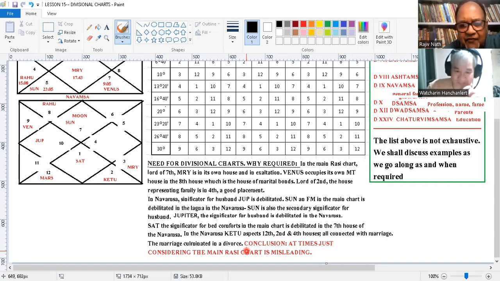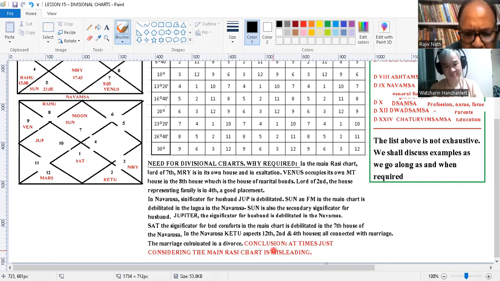So married life, as reflected from the Navamsa, looks unstable and weak. Why? Because Jupiter, Sun, and Saturn are all not well placed, or they become weak in the Navamsa. So they played havoc in the married life. Conclusion: at times, just considering the main Rashi chart is misleading.